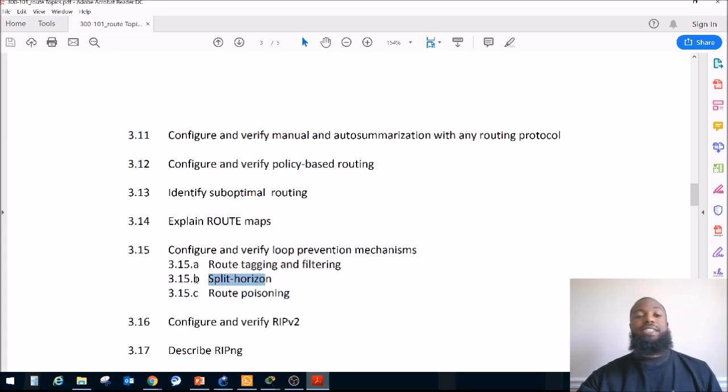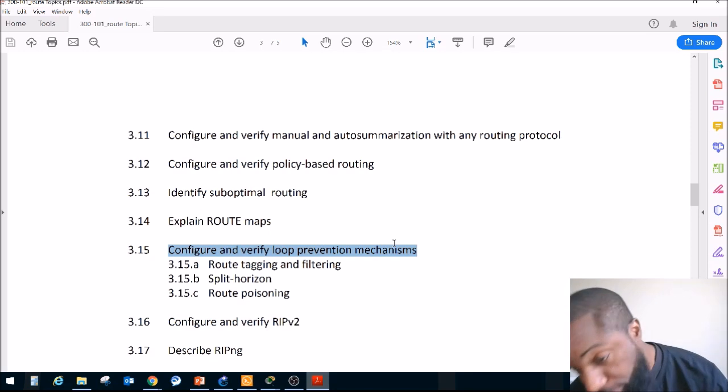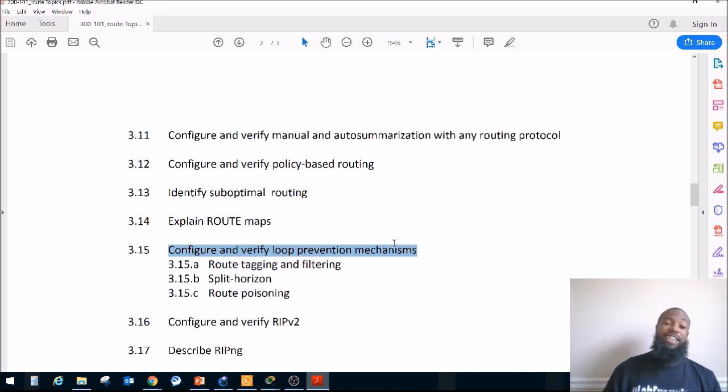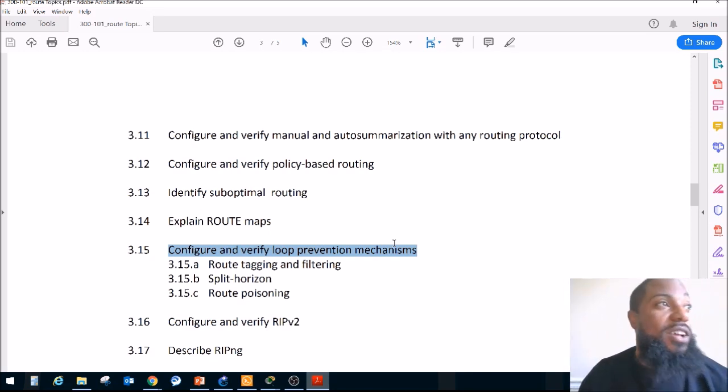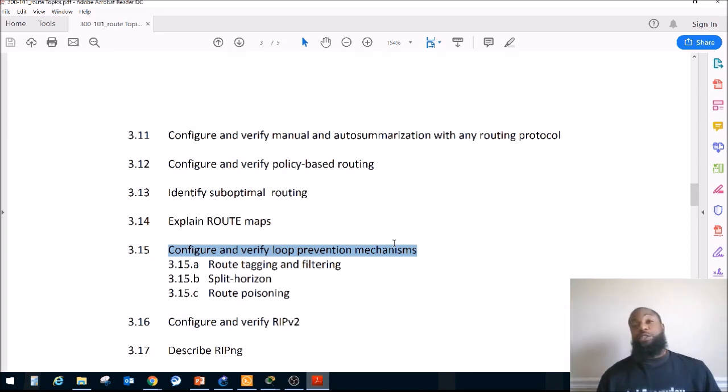So, split horizon, what is it? Obviously, being that it's a subsection of configure and verify loop prevention mechanisms, it is a loop prevention mechanism. So, what is a routing loop? It's when a packet goes into the network and somehow you must have hired a network engineer who doesn't know about time to live and all these loop prevention mechanisms, and causes the packet to loop in the network, and it would just loop all day, right? Luckily, there's time to live, and it would just die off. However, you're trying to avoid that altogether, and that's what these mechanisms do.